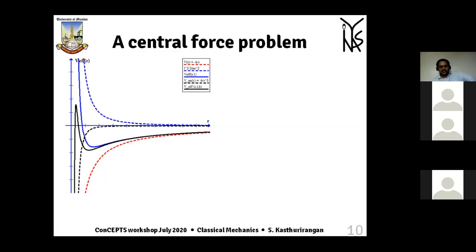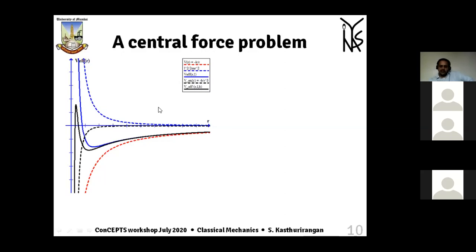This is how I would describe this particular potential. The solid black line is what you get after adding the 1 by r cube term to the usual central potential, which is minus K by r plus L square by 2m r square. That is the blue curve. Blue is what you usually have for the central force problem. The addition of the minus 1 by r cube term gives you the black curve, which has an attractive region below a certain limit.